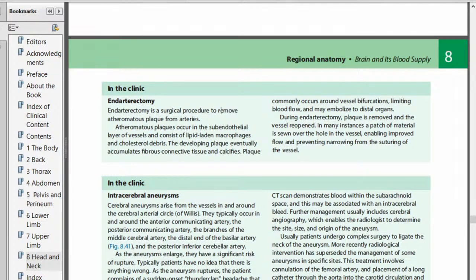Endarterectomy is a surgical procedure to remove atheromatous plaque from the arteries. Atheromatous plaque can occur in the vessels, consisting of lipid, macrophages and cholesterol debris. Developing plaques eventually accumulate fibrous connective tissue and calcify. Plaque commonly occurs around the carotid bifurcation, limiting the blood flow and may embolize to distal organs. During endarterectomy, plaque is removed and the vessel reopened.